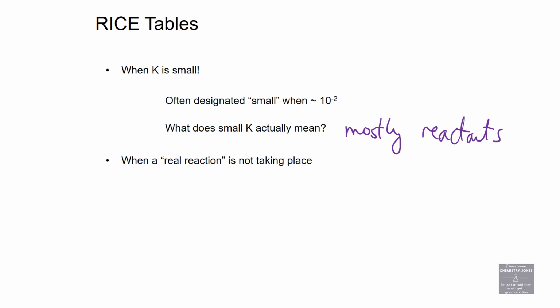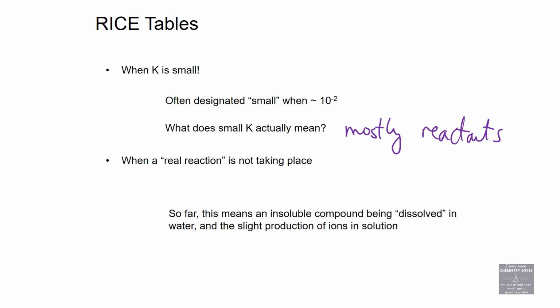We use rice tables when a real reaction is not taking place. What the heck do I even mean? In this specific example, that was meaning that we had some barium carbonate sitting at the bottom of our beaker. And that barium carbonate, a little bit, was dissociating into solution. That's what I would not consider a real reaction. It's just a little bit dissociating. Okay. So far, this means an insoluble compound being dissolved in water and the slight production of ions in solution. Apparently, I said it in fancier words when I wrote it down originally.